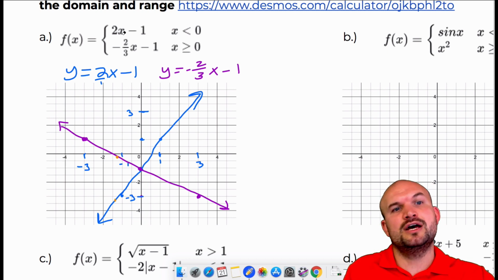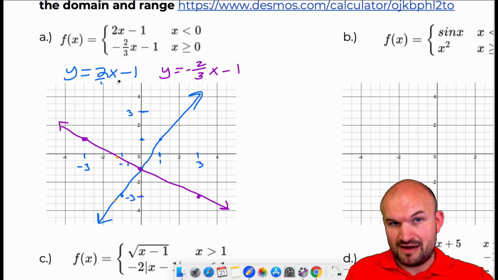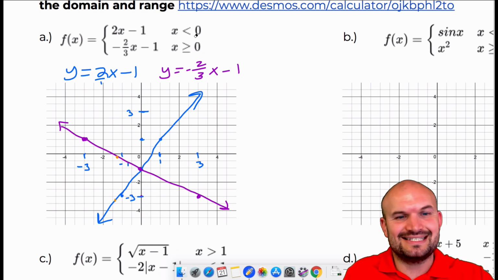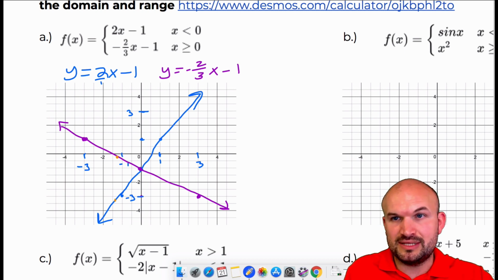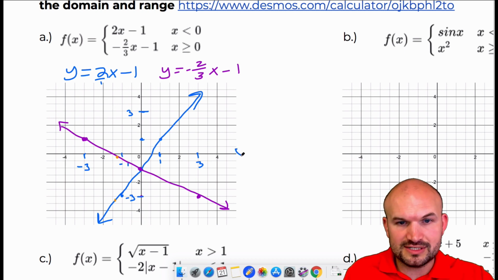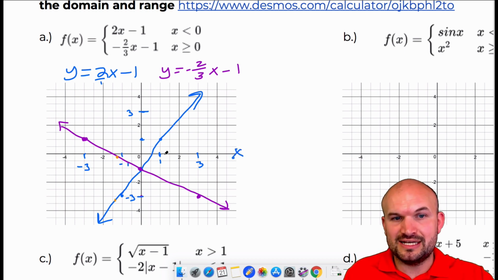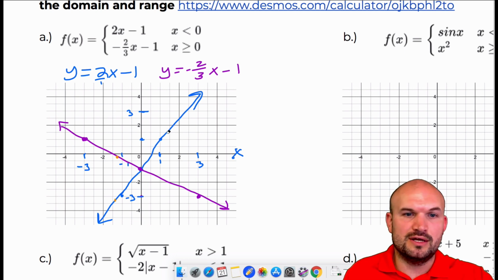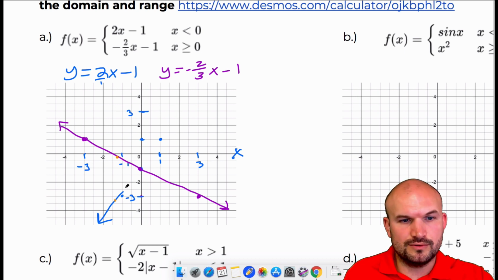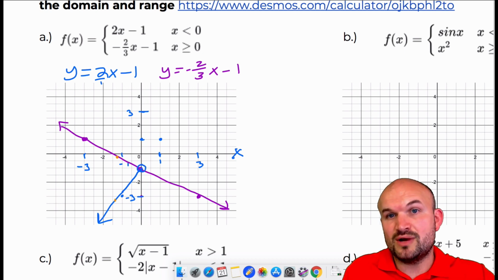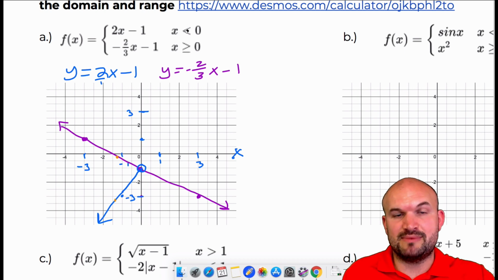The domain restriction says, for the function 2x minus 1, which is the blue graph, I only want to graph that when x is less than 0. So anything to the right of 0 on the x-axis, where x is positive, is not going to be defined for my function anymore. It is going to be an open circle, which we'll talk about in a second. But nothing to the right is going to be defined for that function because that's my restriction.